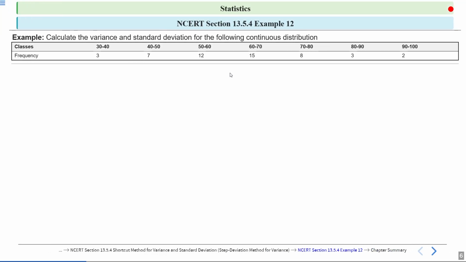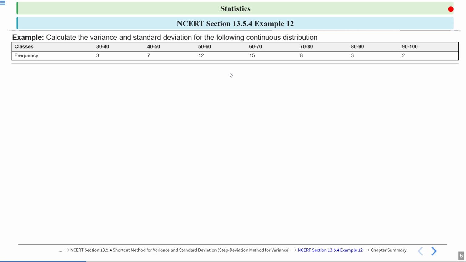Now let's take an example. In this example, we have to calculate the variance and standard deviation for the following continuous distribution. Look at the table. The first row shows class intervals like 30 to 40, 40 to 50, 50 to 60, 60 to 70, and so on. The second row shows the number of data points, the frequency, in each class.